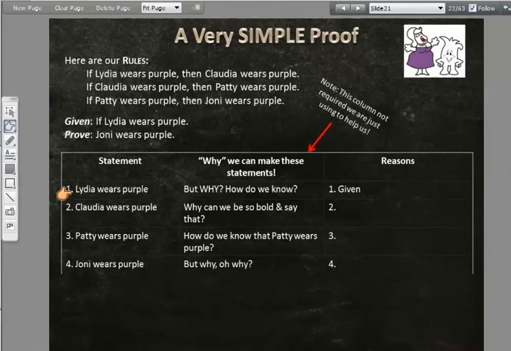Let's look at the first statement. Lydia wears purple. Well, why? And how do we know that? Well, we know it because it's given. It was given to us right here. It says, if Lydia wears purple. That's our given.